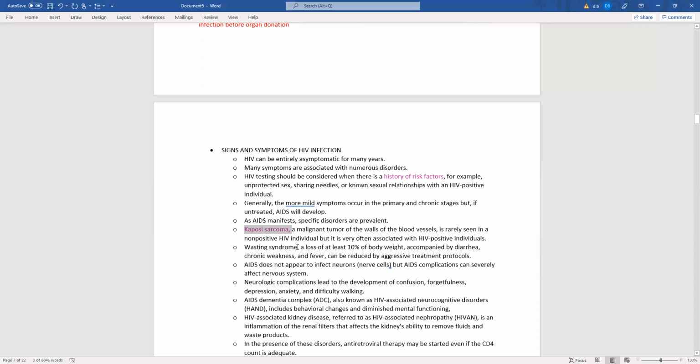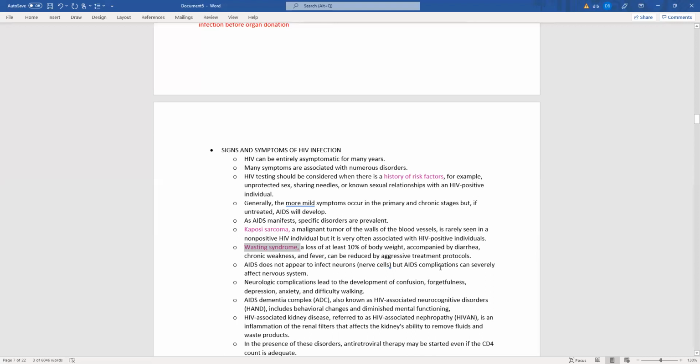Then you got wasting syndrome. Wasting syndrome is a loss of at least 10% of the body weight, accompanied by diarrhea, chronic weakness, and fever, and can be reduced by aggressive treatment protocols.